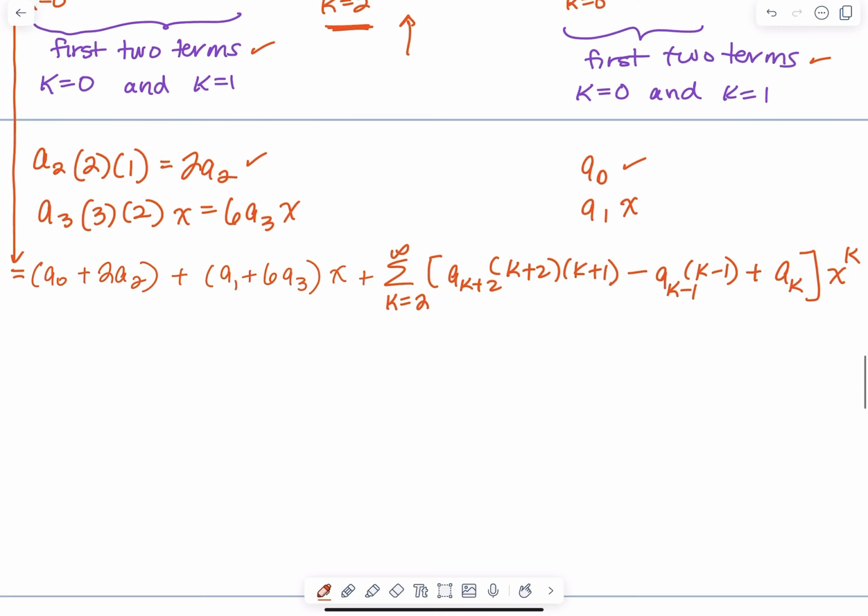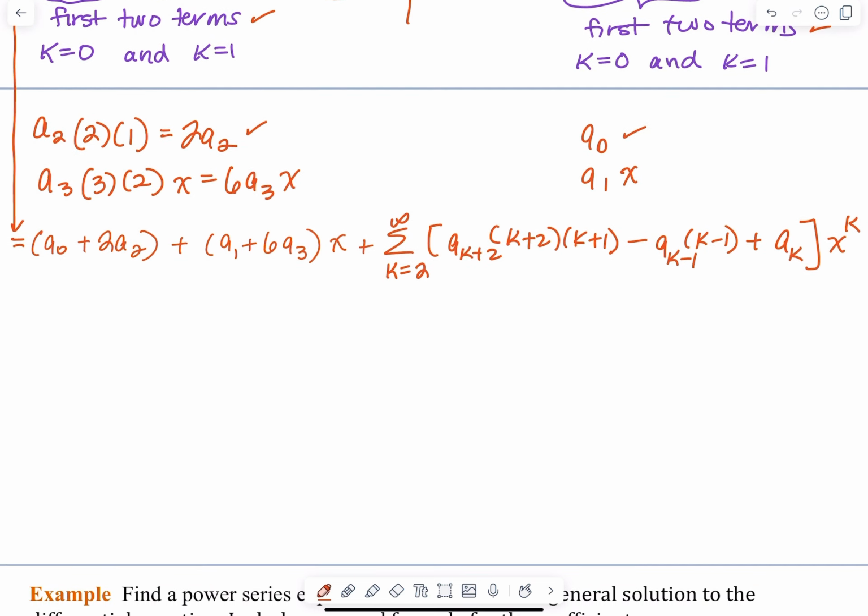Okay? So now we see that we must have a naught plus 2a2 has to be equal to 0. Here we have a1 plus 6a3 has to be equal to 0.